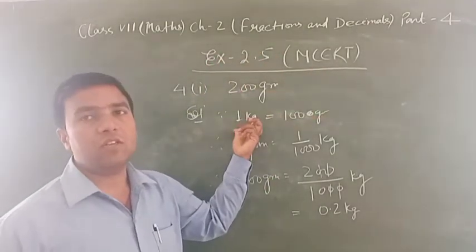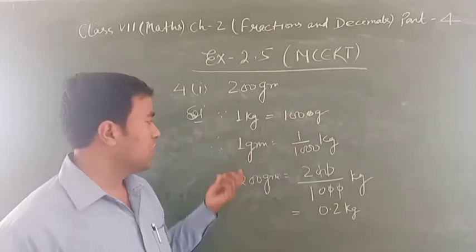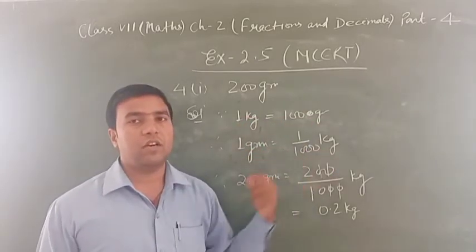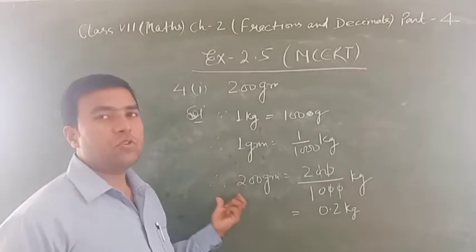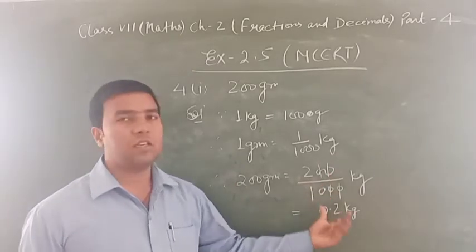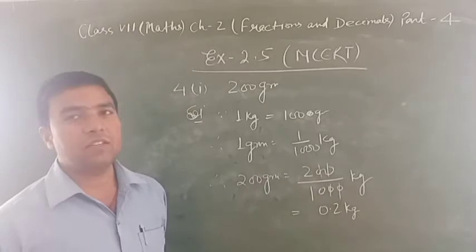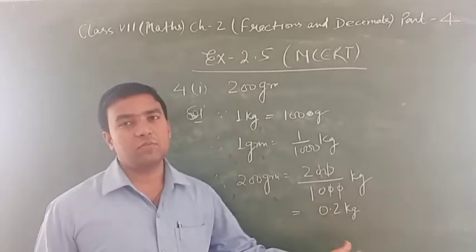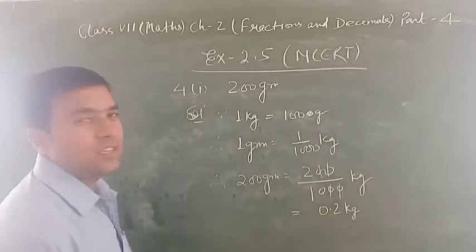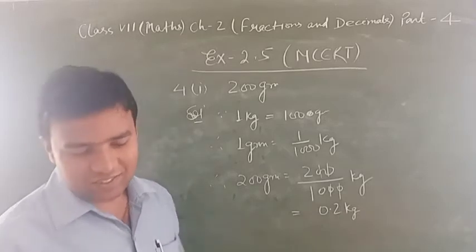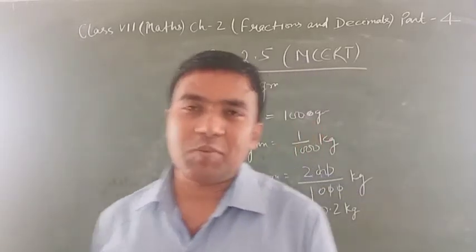We know that 1 kilogram equals 1000 gram, and 1 gram equals 1 upon 1000 kilogram. Therefore 200 gram equals 200 upon 1000. The zeros cancel, so 2 upon 10 is 0.2 kilogram. Clear? Note down this. Next question.